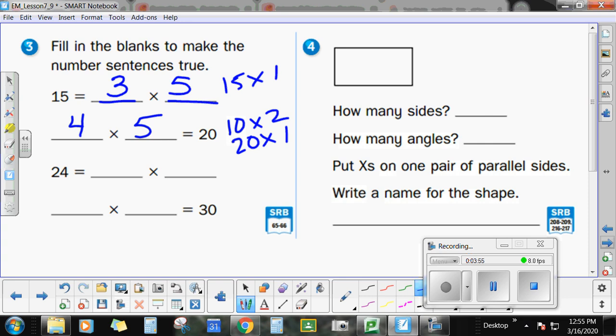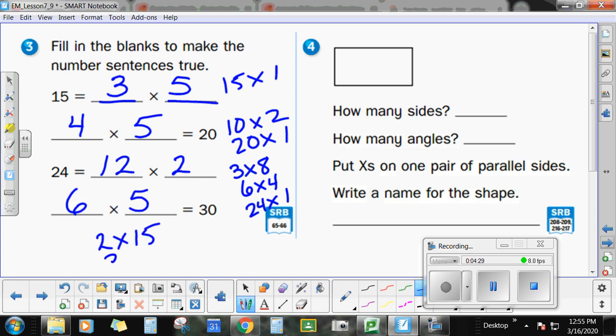To get 24, you could have done several things. I'm going to do one that might have been trying to guess what you guys would have done. 12 times 2 is 24. You could have also done 3 times 8. You could have done 6 times 4. You could have done 24 times 1. Any of those would have worked. And then to get 30, I'll bet most of you did 6 times 5 is 30. You could have also done 2 times 15 or 30 times 1. Now remember, any of these you could have turned those factors around with the turnaround rule.